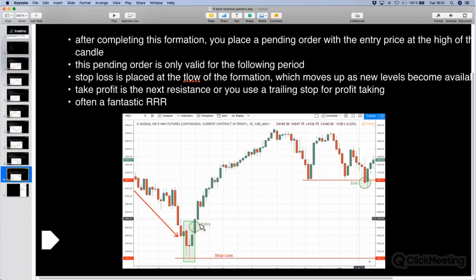The next question is where to place the stop loss, and the stop loss in this case is below the morning star formation, at the very low. And the next question is where to place the take profit. In this particular case, this is a NASDAQ daily chart, I can't remember, it must be December 2014 or something like that. I couldn't find any take profit level.